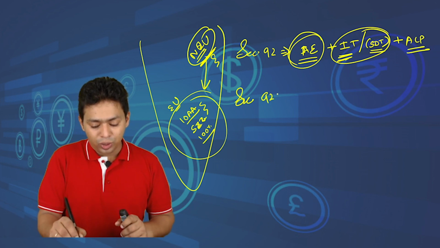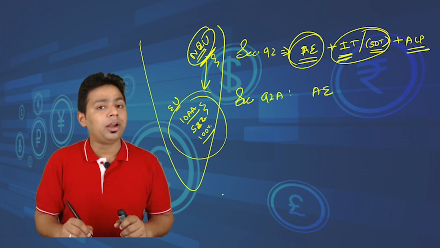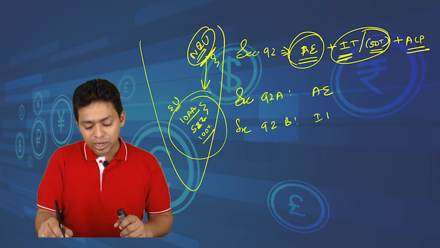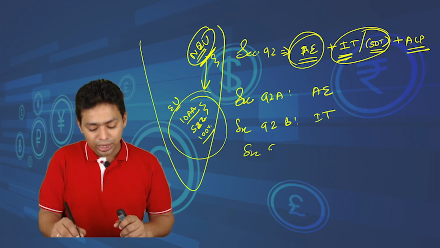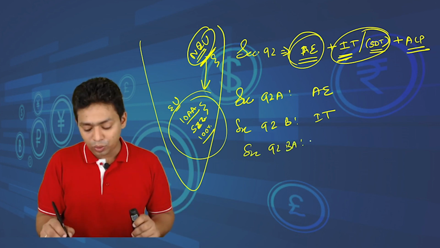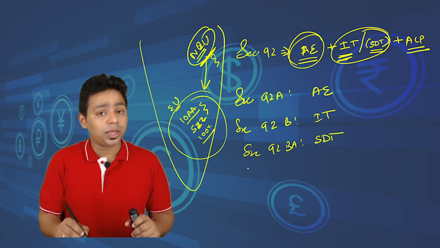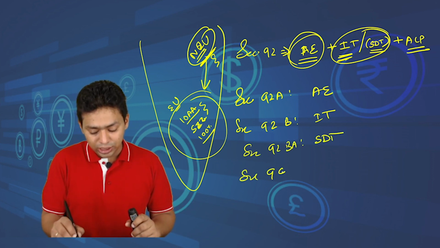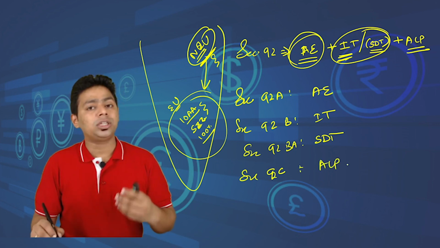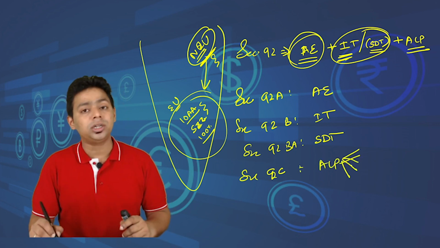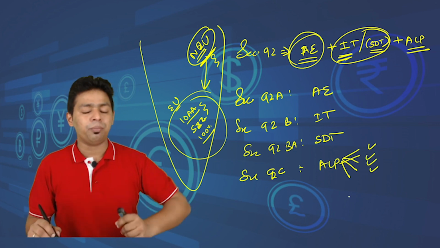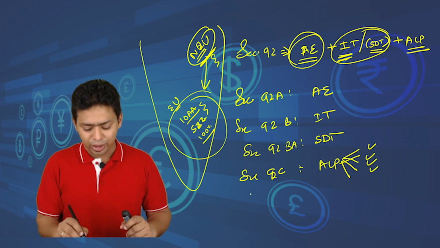Then section 92A talks about what is an associate enterprise. Section 92B talks about what is an international transaction. Section 92BA talks about what is a specified domestic transaction, and section 92C talks about what you mean by arm's length price, or the 6 methods of computing arm's length price. We have to learn those 6 methods of computing ALP, fair market value.